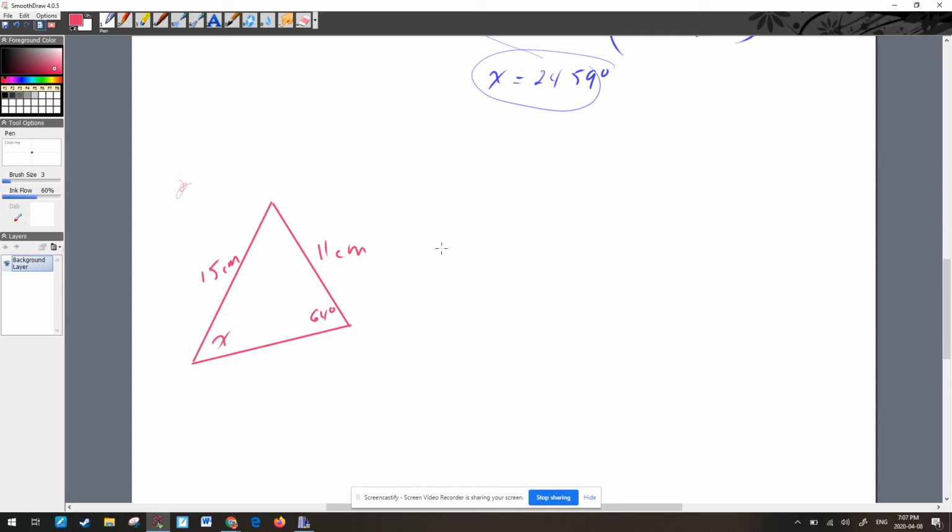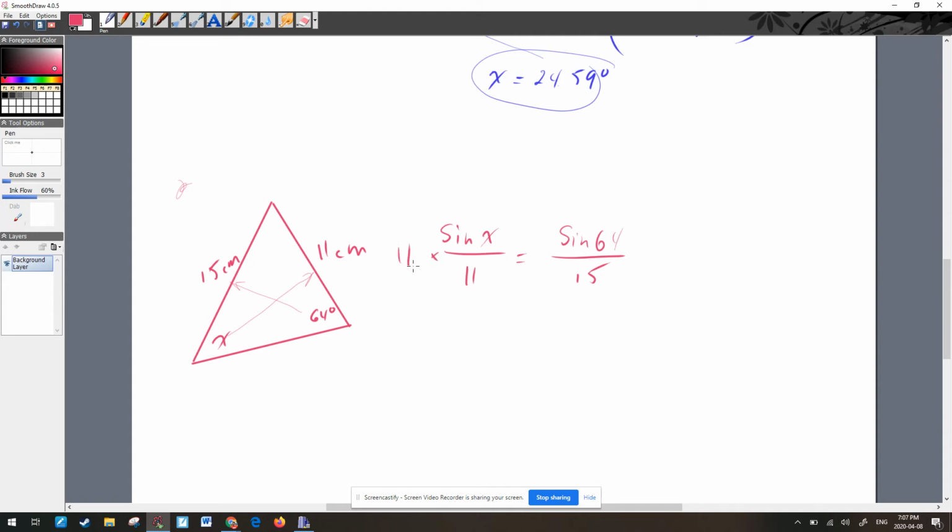Welcome back. So here we go. I'm going to set this all up. I know I'm looking for this x right here. So I know that it's an angle, so I'm going to put it on top. So the sine of x over, well, this x is related to this 11. So sine of x over 11 is equal to the sine of 64 over, well, this 64 is related to this 15, and I'm going to solve.